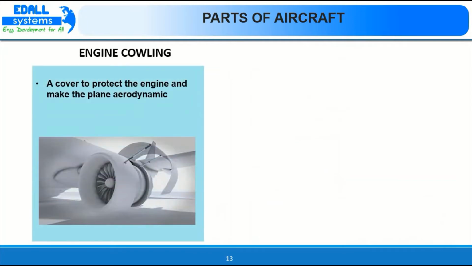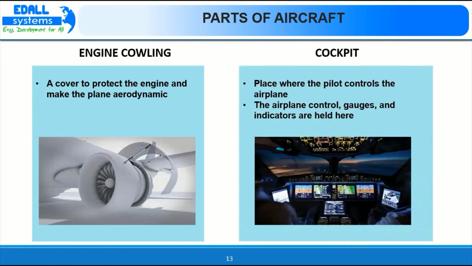Then we have the next part, that is engine cowling, a cover to protect the engine and make the plane more aerodynamic. So we cannot just keep our engine open like that in the environment. It will damage some of the parts due to friction. So we have a covering which will be an advantage in an aerodynamic way. It is a smooth covering for an engine where flow will be maintained smooth near the surface. Then we have cockpit.